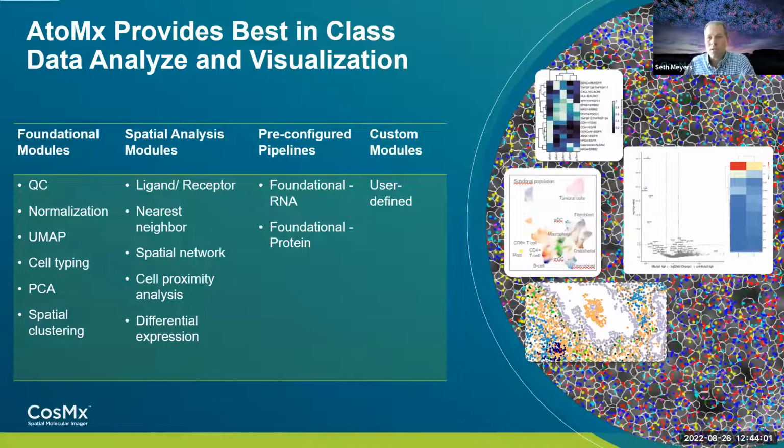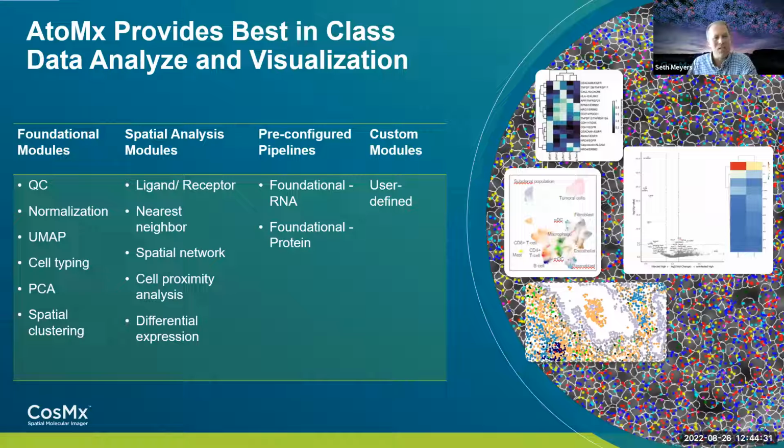So here we're demonstrating a little bit around these modules that we built out, where we really feel like this is a best-in-class data analysis and visualization program that we have with AtoMx. So here we have our foundational modules. Anyone who's running a spatial analysis assay is going to want to QC, normalize, have access to UMAP, be able to perform the cell typing, PCA, and get into basic spatial clustering.